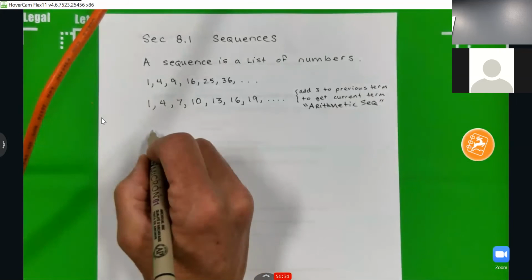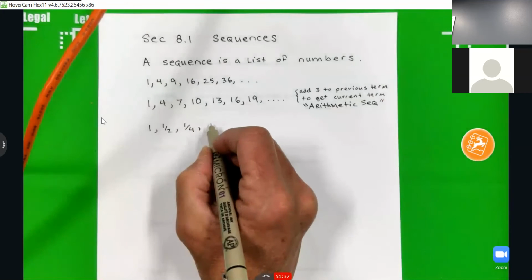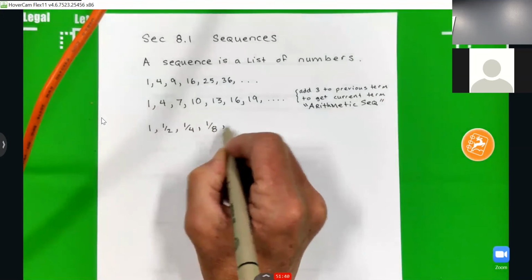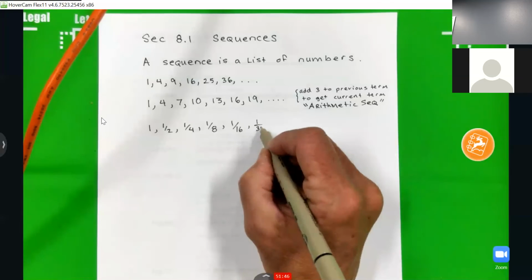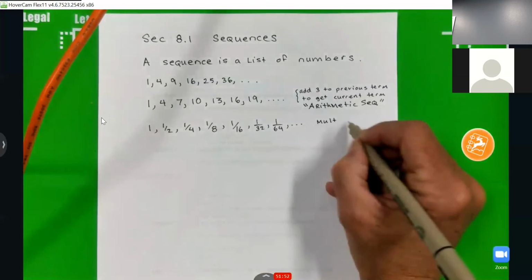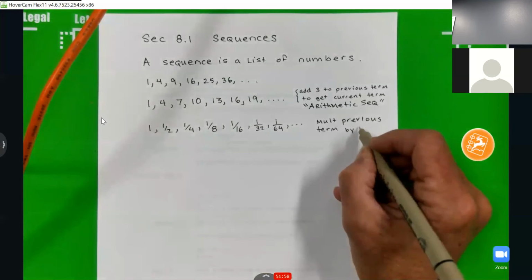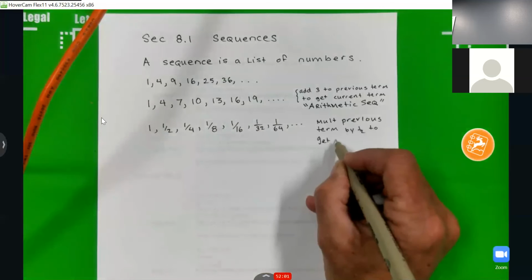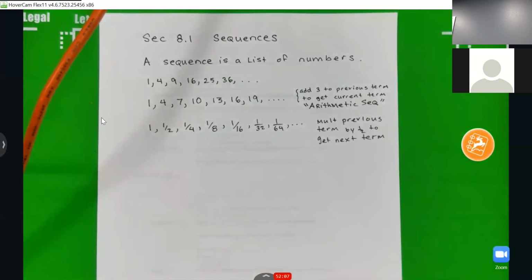Here's another example of a sequence. 1, 1/2, 1/4, 1/8, 1/16. What's the next term? And then the next one? So I'm just taking a half of the previous term. When you generate the next term by multiplying by a fixed number all the way through, that's something called a geometric sequence.